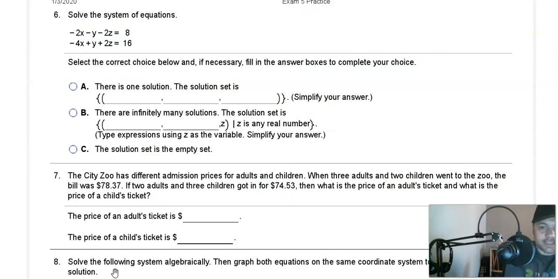All right, so for number 6, we have another system of equations. There are, see, I don't know, the setup's a little bit weird. Okay.